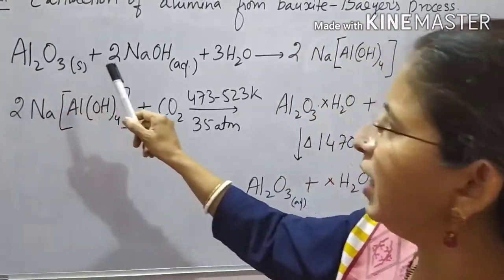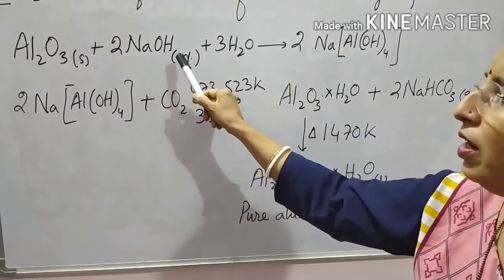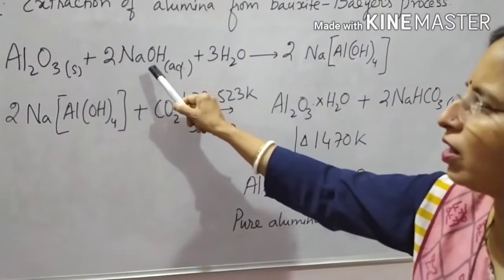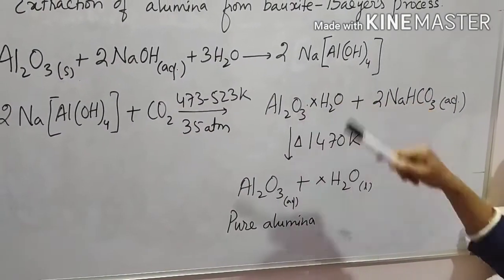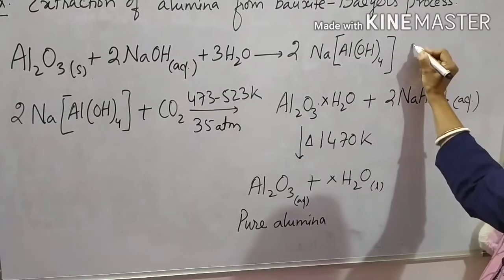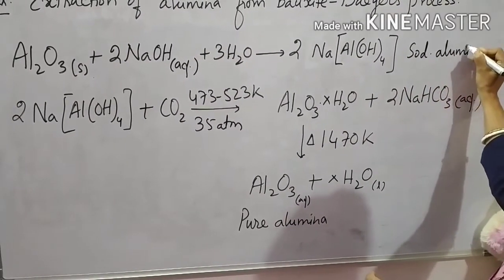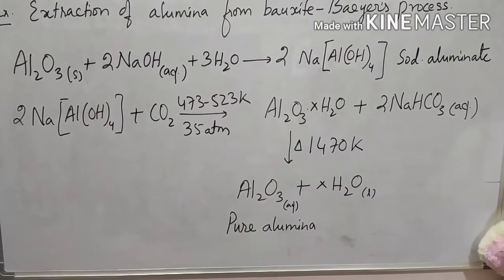Powdered bauxite is digested with aqueous solution of sodium hydroxide. We get a soluble substance, which is called sodium aluminate. This is a soluble complex called sodium aluminate.